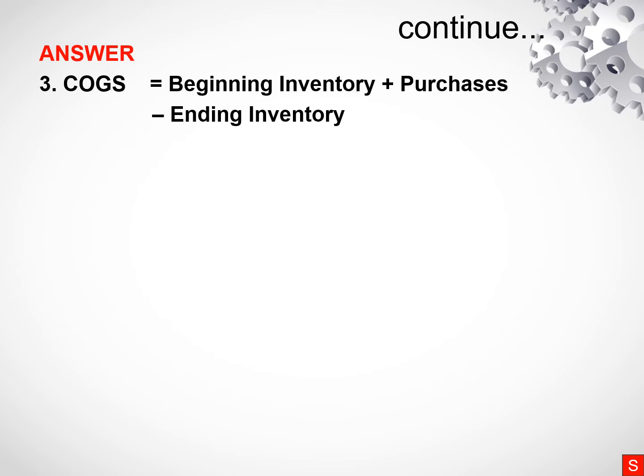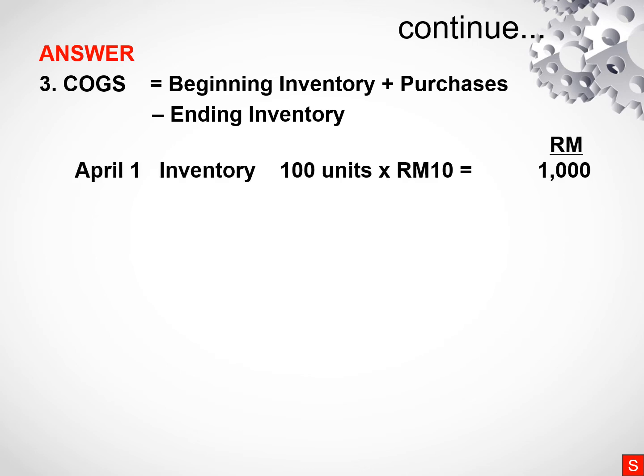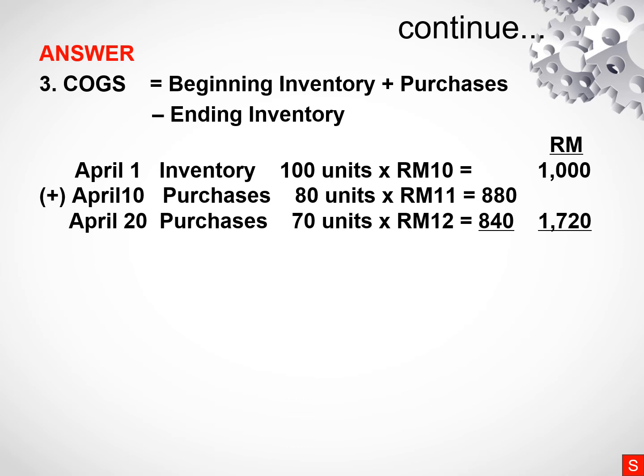Question 3 is to calculate cost of goods sold. Cost of goods sold equals beginning inventory plus purchases minus ending inventory. Beginning inventory is 100 units times 10 ringgit equals 1,000, and purchases on 10 April, 80 units times 11 ringgit equals 880, and April 20th purchase 70 units times 12 ringgit equals 840. So the total purchases is 1,720.